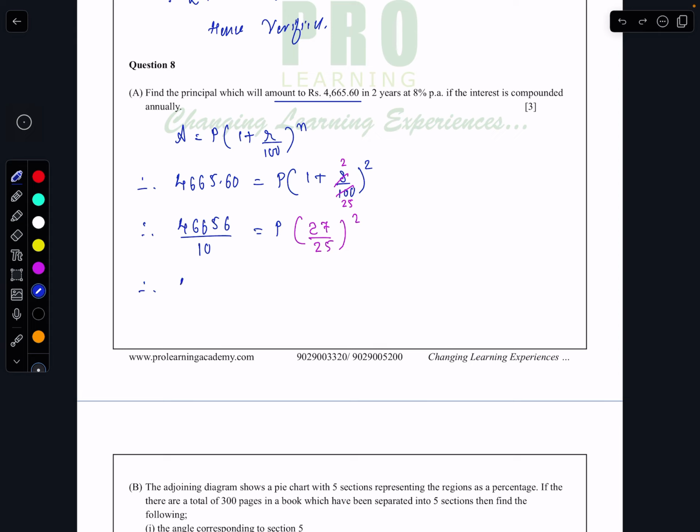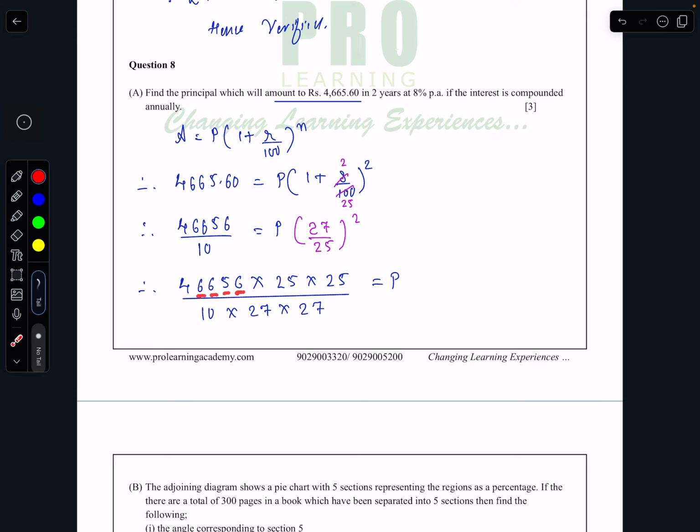So we have 46656 times 25 times 25 over 10 times 27 times 27 makes P. So we'll have to go for the cancellation part here. So we will see what could be the best way of cancelling here.